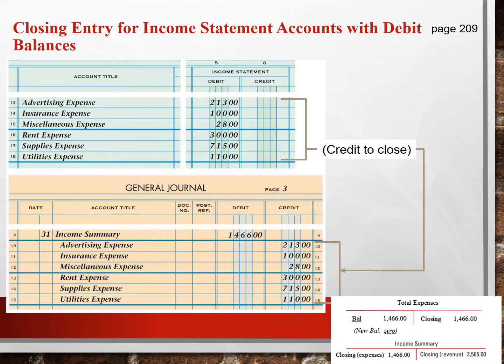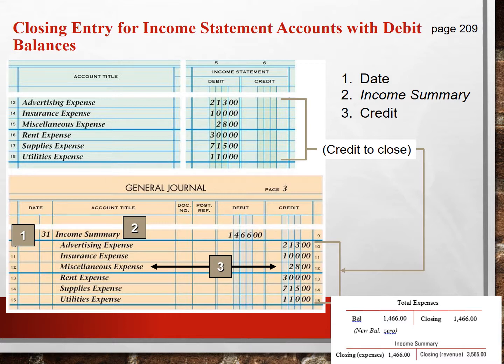Looking at the T account in the bottom corner, we are going to see that we are going to debit our income summary account for the total of all of our debits, or all of our expenses. So we will write the date, write the words income summary as the account title, and then we will record our advertising expense, insurance expense, miscellaneous expense, rent expense, supplies expense, and utility expense, all as credits.